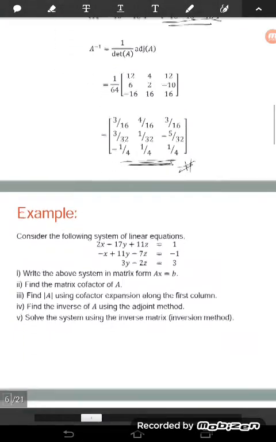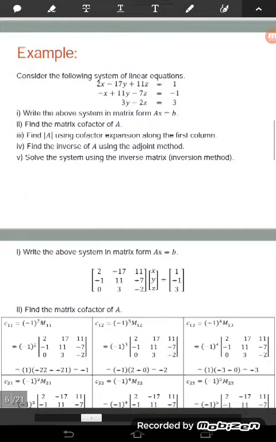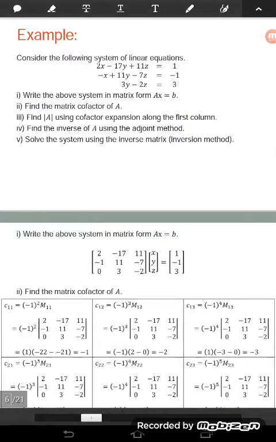Okay, so another example. This is a system of linear equations. Write the above system in matrix form AX equal to B. So A is the coefficient matrix, which is 2, 17 and 11 for the first row. For the second row, negative 1, 11 and negative 7.